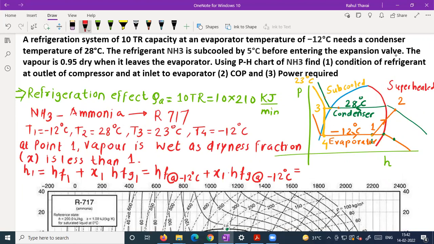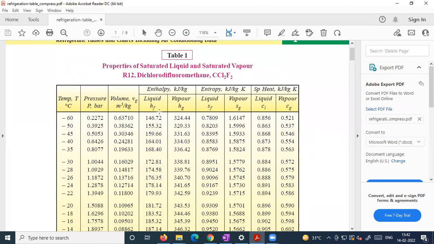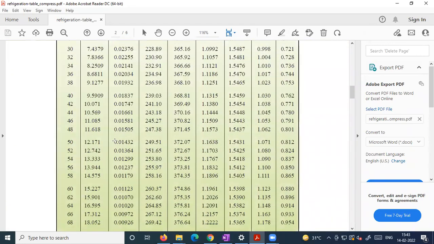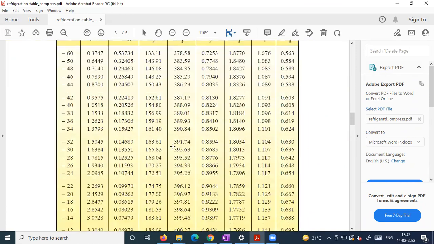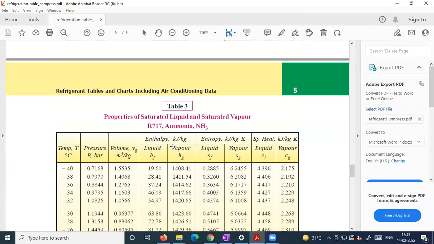All of you can see such tables, and you can also browse them on the net. I will post this table into your WhatsApp group. Let us start with the table. Different refrigerants have different properties. Table number 1 is for R12, so we don't want that. Let us go to the next table. It is R22. Again, this we don't want. We want R717, that is ammonia.